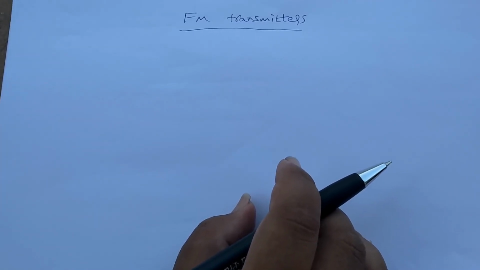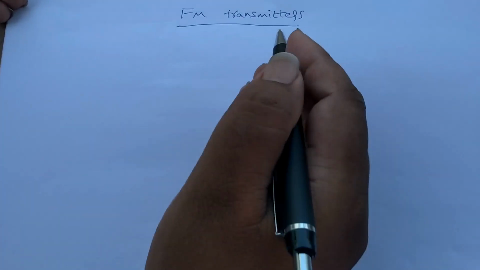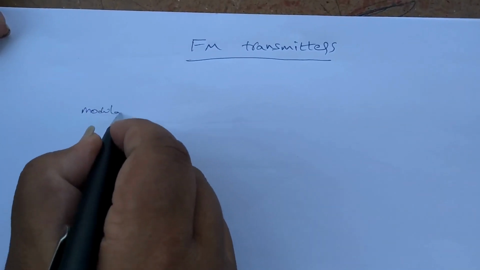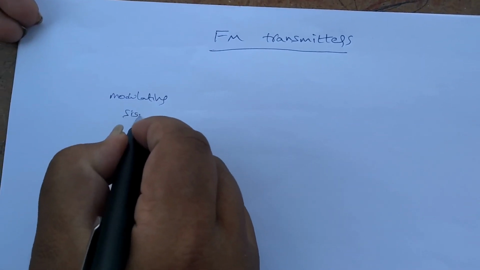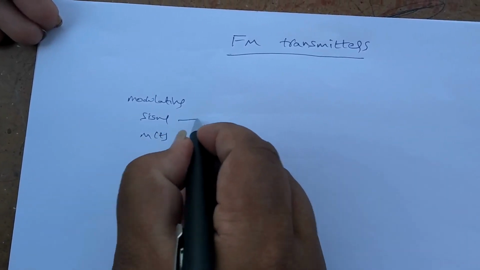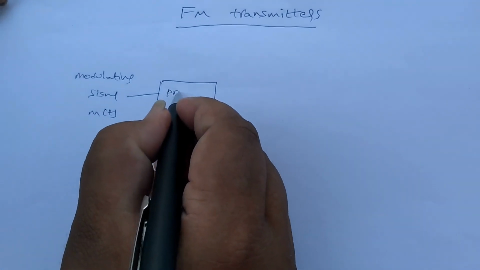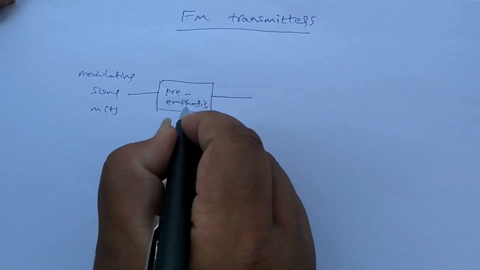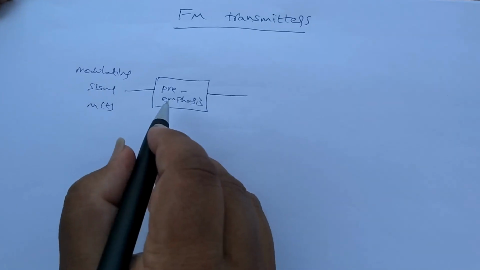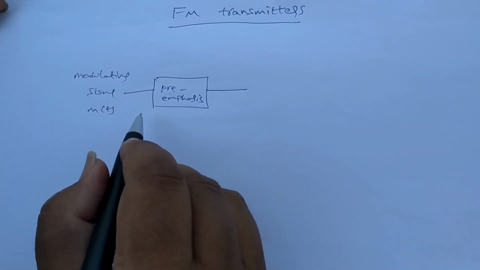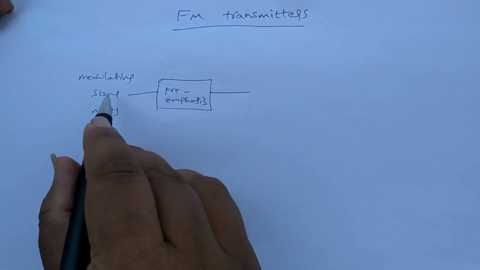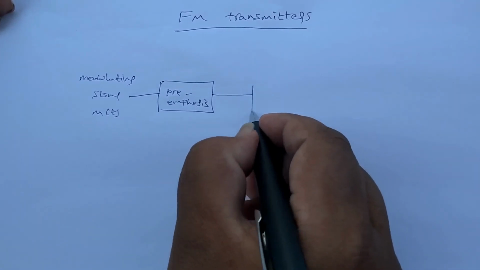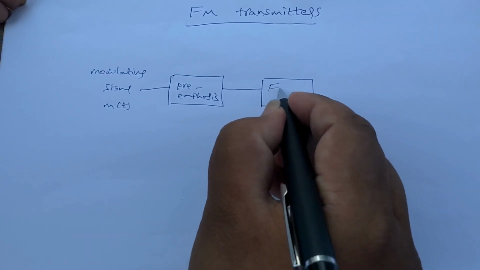For the sake of representation I am using only an FM modulator, and the block diagram for the FM transmitter starts from the modulating signal m(t). The very first block is a pre-emphasis, as we discussed previously. It strengthens the higher frequencies, because while transmitting, the higher frequencies are affected by noise. That's why intentionally we modify the modulating signal with a pre-emphasis circuit. After that, I am using the FM modulator.